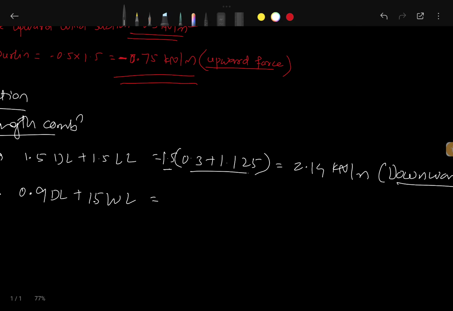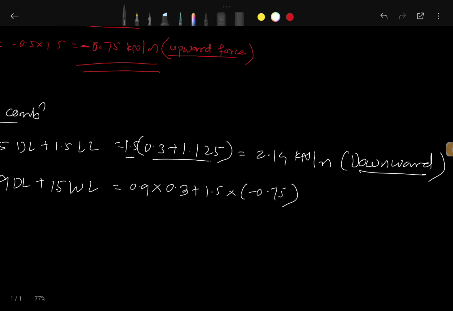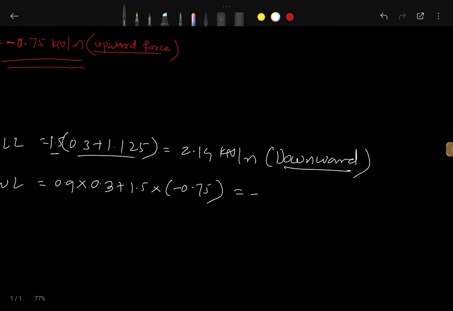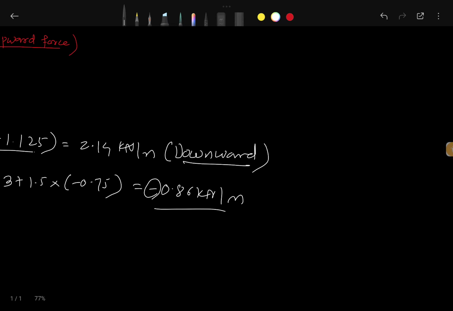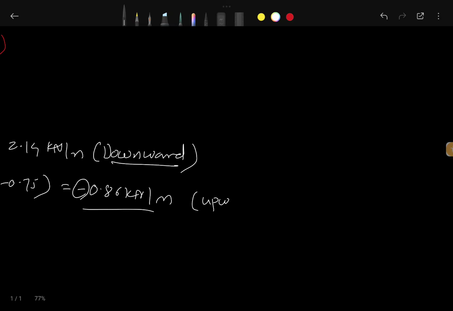And if we see 0.9 into dead load, which is 0.3, plus 1.5 into wind load, which will come minus 0.75. If we calculate both of these, then we can get the value minus 0.86 kilonewton per meter. So this has a negative sign. It means this force acts upward. Okay, upward, so this is critical for uplift.